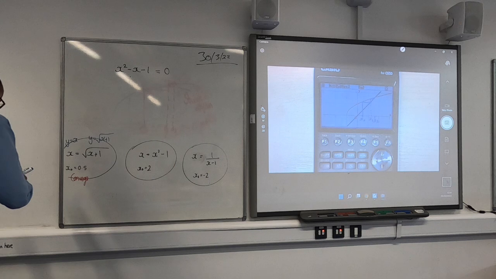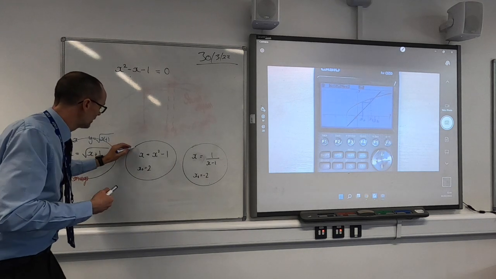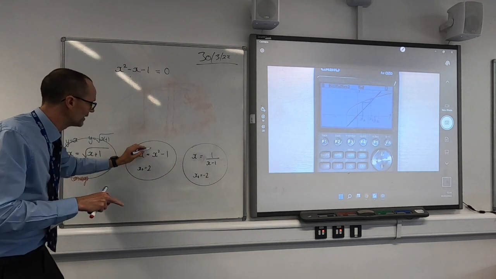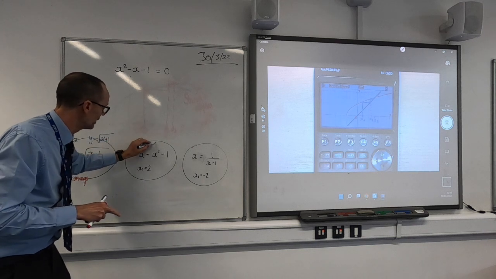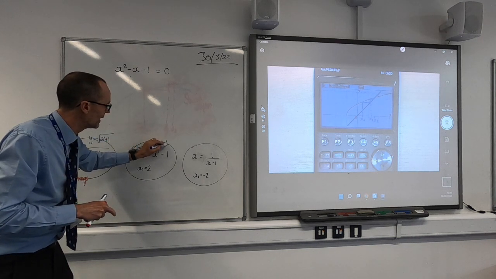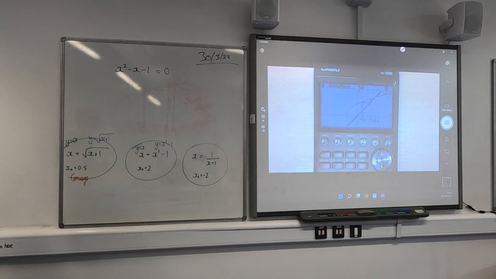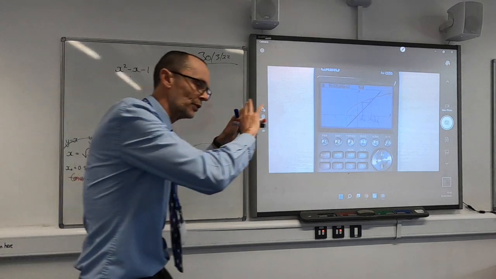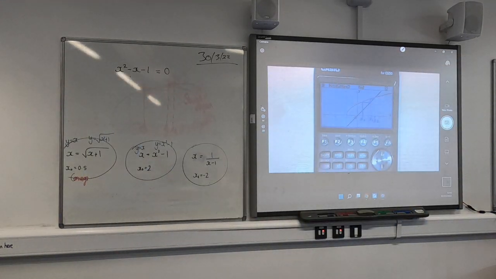What about the second one? Well, okay, let's plot y equals x. We've already got that plotted. Let's delete the other function, the square root one, and replace it with x squared minus 1. And we're being told in this case to use 2 as our first value. So try and get your graph lined up and zoomed so that you can see that value.